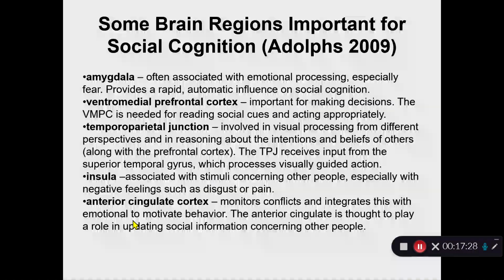Okay, so here's what these places do from Adolphs. And this is very important. I want you to read this very carefully and make sure that you know the information on this slide. This will be very important for the quiz for Module 1. Let's talk about the amygdala. When I say amygdala, you're going to think fear. Amygdala, often associated with emotional processing. Like I said, it's the king of the automatic processes. Associated with emotional processing, especially fear, provides a rapid automatic influence on social cognition.